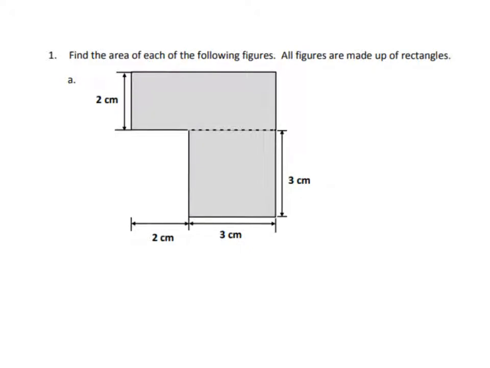All figures are made up of rectangles. So let's take a look and break this apart into two rectangles. So I see one rectangle here. I know that the width is 2 centimeters, but I'm not sure what the length is. If I look at the bottom, I see that the entire piece is 2 centimeters and 3 centimeters. So what is 2 centimeters plus 3 centimeters? That would be 5 centimeters.